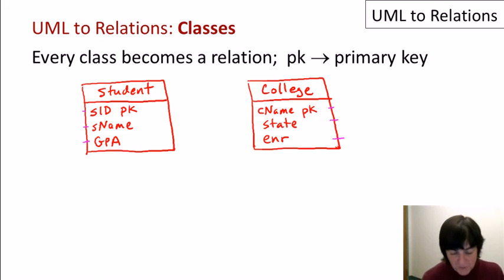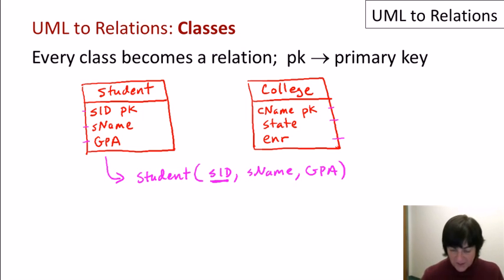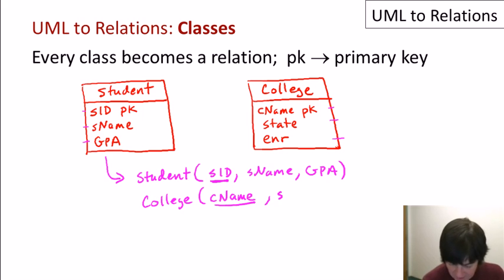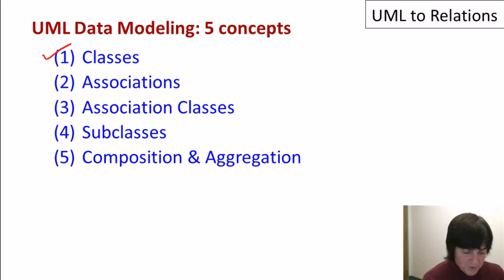The translation from classes to relations is absolutely direct. We take the student class and we make a relation called student. We put the 3 attributes down for that relation, and then the primary key from the student class becomes the key attribute in that relation. And similarly, our college relation has the college name as a key, the state, and the enrollment. So all we're doing to turn classes into relations is basically turning them sideways. So now we're done with classes, and let's move on to associations.